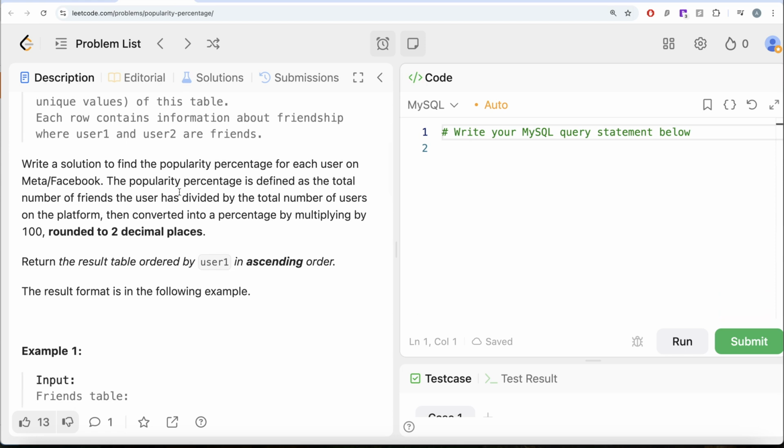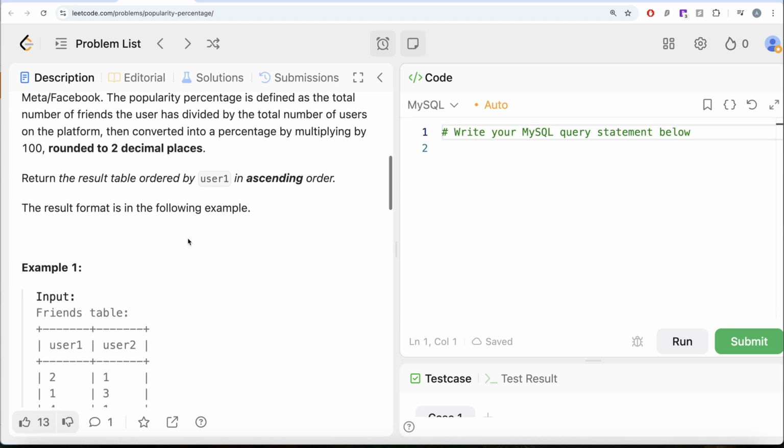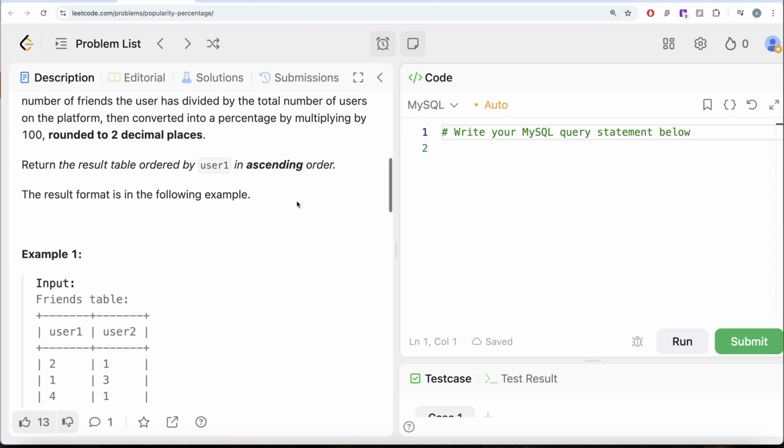The popularity percentage is defined as the total number of friends the user has divided by the total number of users on the platform, then converted into a percentage by multiplying by 100, rounded to 2 decimal places. Return the result table ordered by user 1 in ascending order. Let's go through this example.